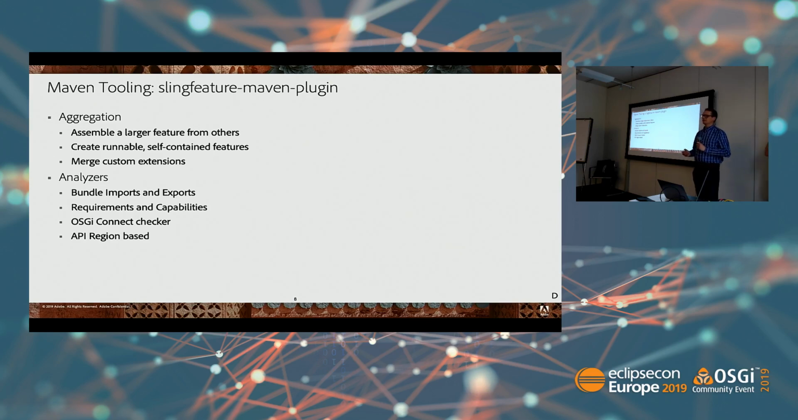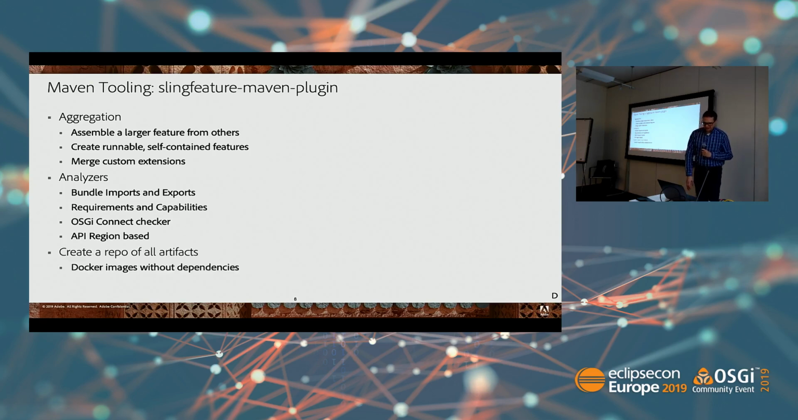So, for example, a feature model could reference a number of bundles, and together they provide an implementation of a particular extender, right? So individually they don't, but together they provide this. So you can make a feature model provide additional capabilities by itself. There's an OSGi Connect checker, which basically checks that your feature model works well with OSGi Connect, which is where you don't really have class hiding, and the class loader is left up to the surrounding platform, and there are API region-based analyzers as well.